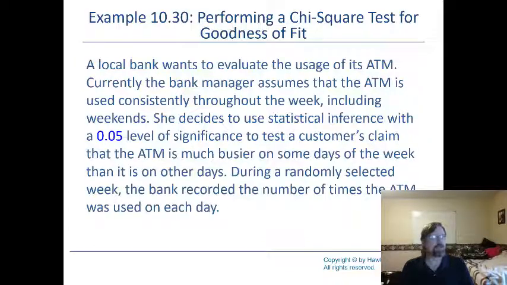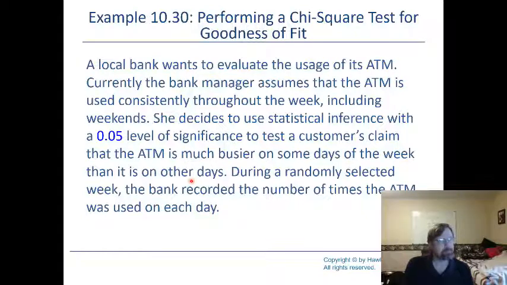Okay, so let's look at a more practical example. We've got a bank that wants to evaluate its ATM use, and the manager assumes that the ATM is used consistently throughout the week, including weekends. She wants to do a 5% significance level test to test a customer's claim that the ATM is a lot busier on some days of the week than other days. So during a randomly selected week, the bank recorded the number of times the ATM was used each day. So they recorded every use for a whole week in just some random week.